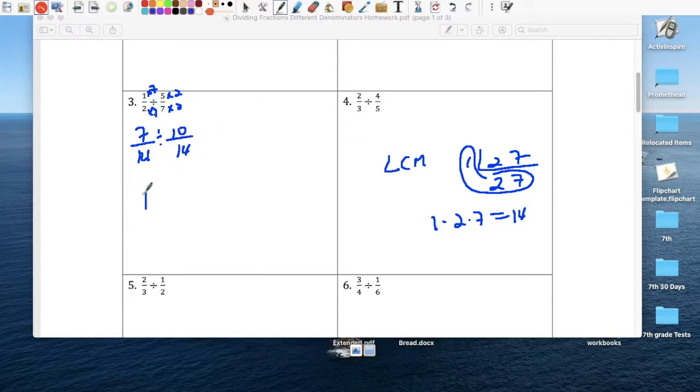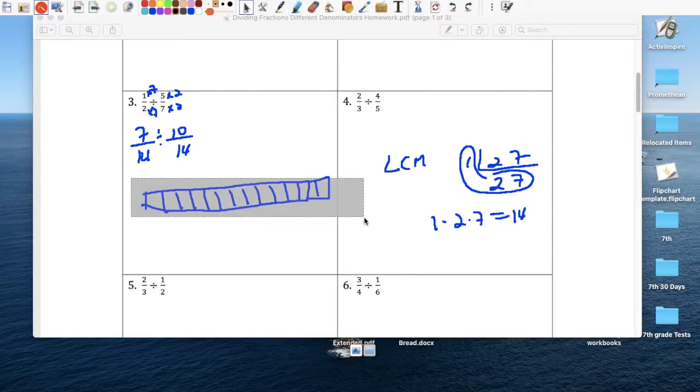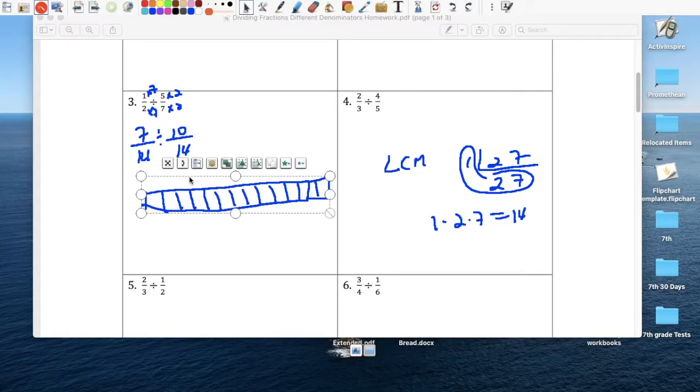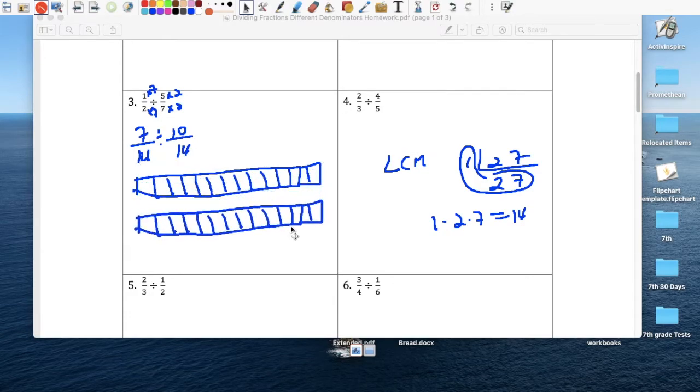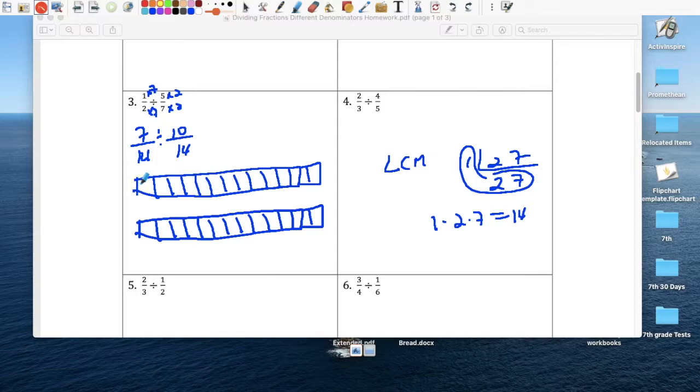Right, so let's draw this out. So we got 14 pieces. 1, 2, 3, 4, 5, 6, 7, 8, 9, 10, 11, 12, 13, 14. And so let me show you what I have. I have 7. 1, 2, 3, 4, 5, 6, 7. You want it. 1, 2, 3, 4, 5, 6, 7. You wanted 10.